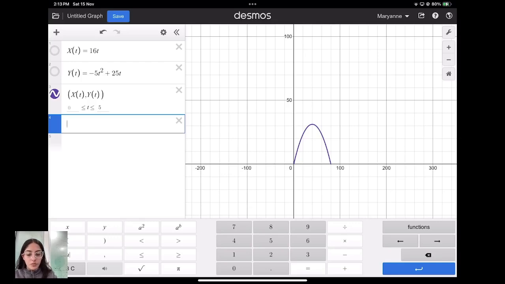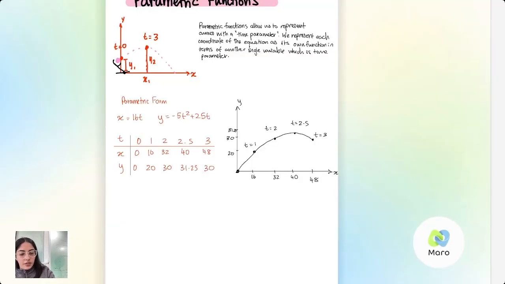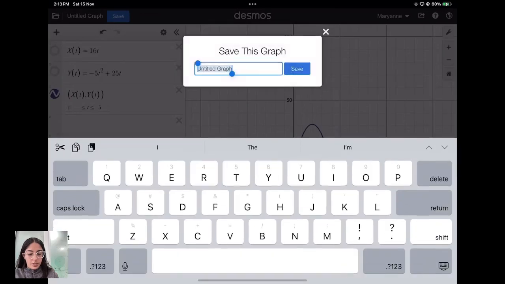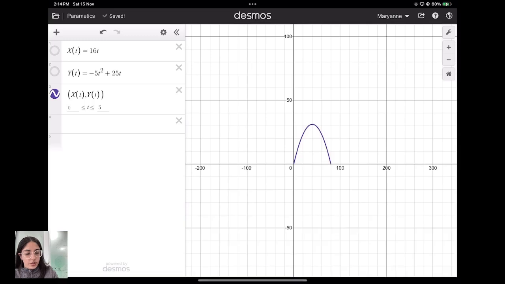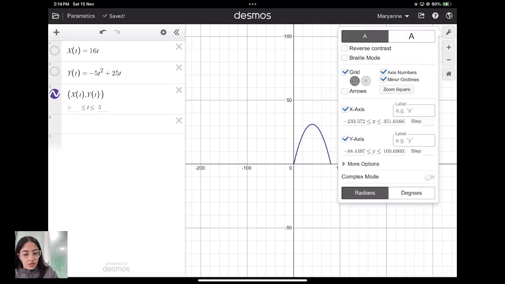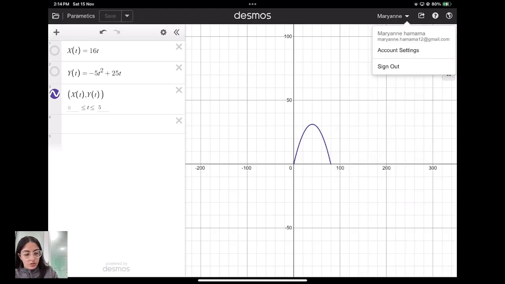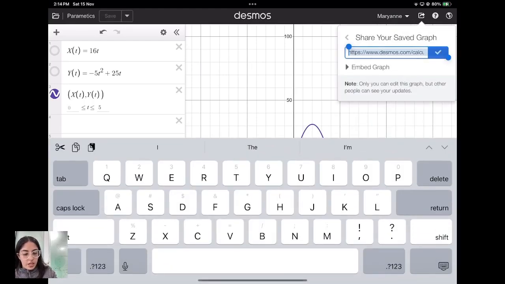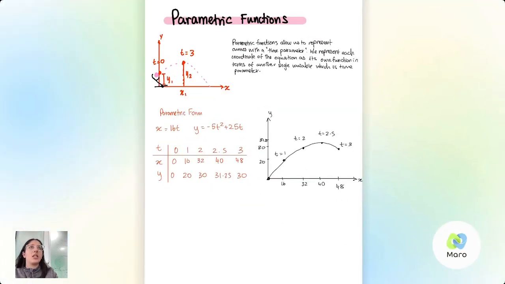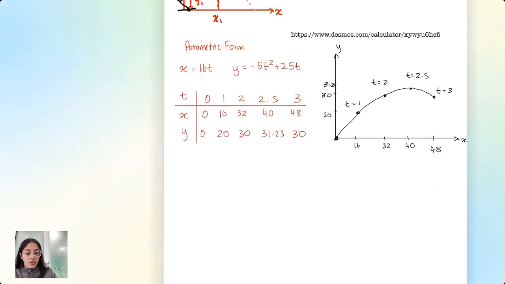Okay, so I will save that graph, parametrics, and I'll pop it into our notes so that you guys are able to... How do I share these? Share your save graph copies. Okay, and I'll just put this Desmos here so it's in the notes for you guys. So if you need to view it, you just click that link and it will take you there.